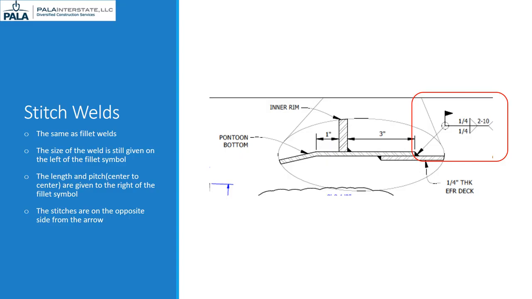The weld size is still given to the left of the fillet symbol, but the stitch details are given to the right of it. In this case, the first number, 2, is the length of the stitches in inches. The second number given, 10, is the center-to-center dimension of the stitches, not the space between them. So we see that we need 2-inch stitches on 10-inch centers. Now let's look at groove welds.